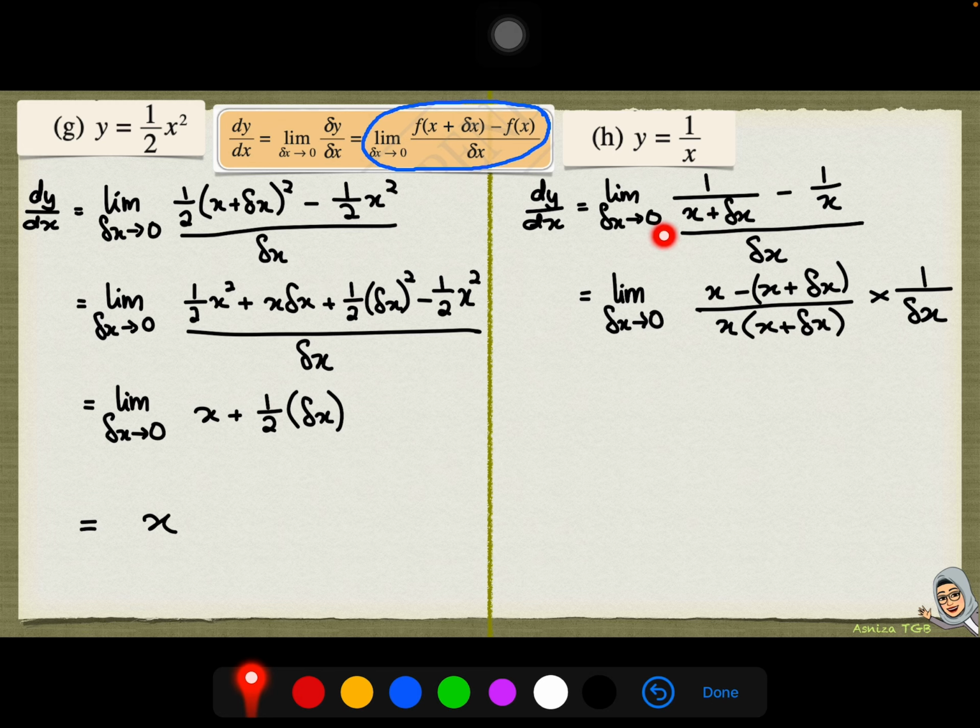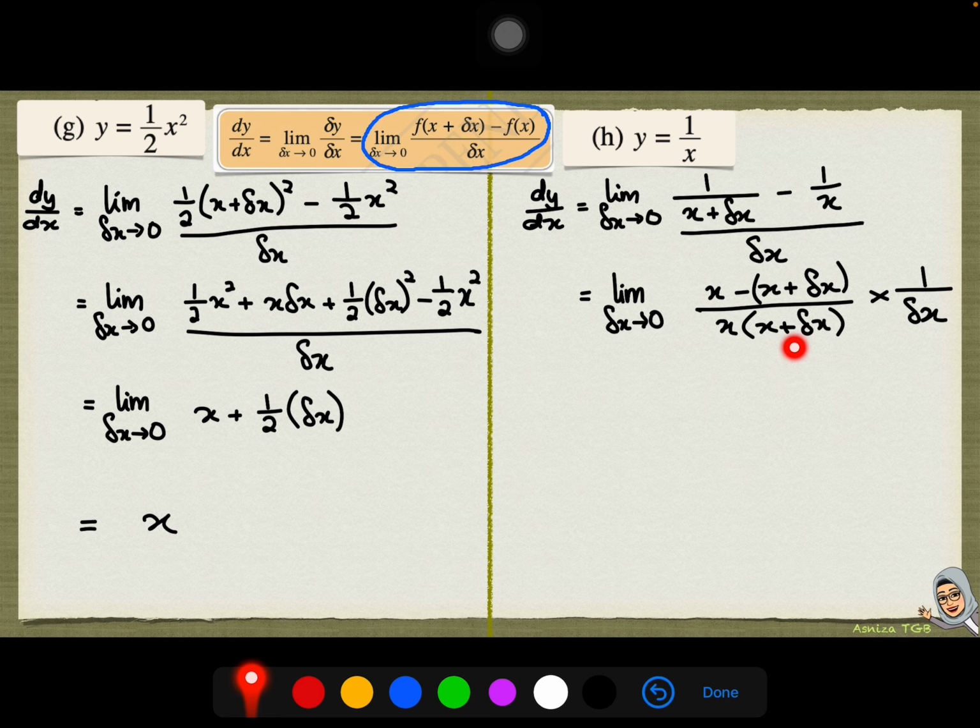And then from the first row, we have to divide by delta x. So when you have a fraction divided by a fraction, you have to change it to multiplication. This will be equal to the fraction times, delta x over 1 will become 1 over delta x, because I don't like to see too many fractions here. If not, you have to write it down over delta x. So straightaway, I change it to multiply by 1 over delta x.